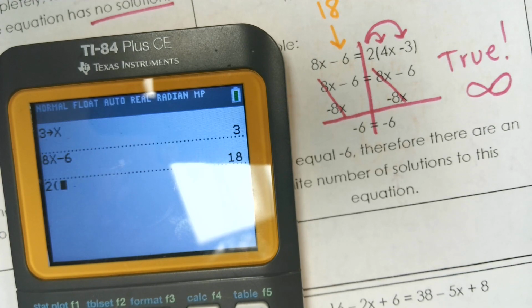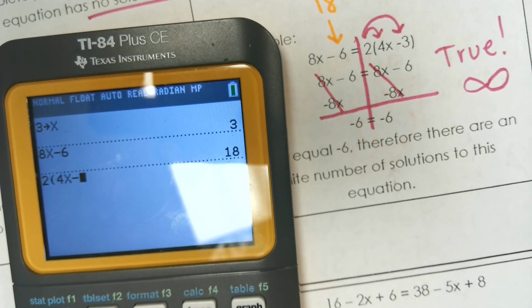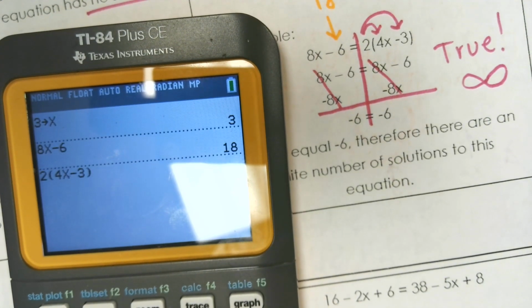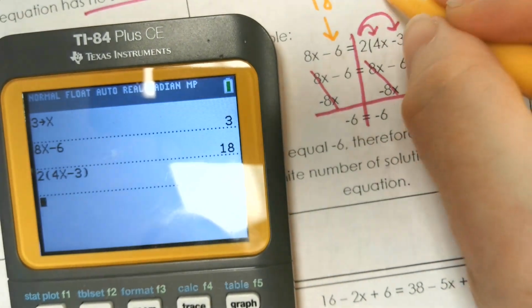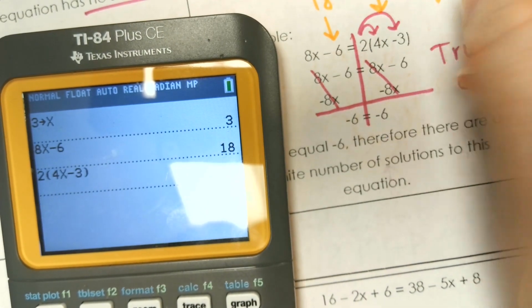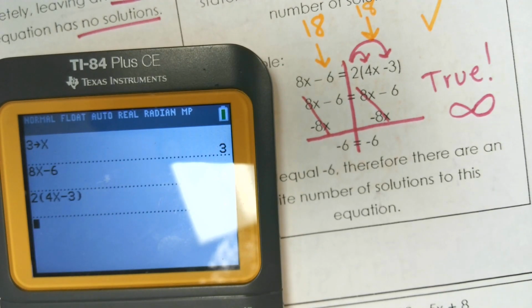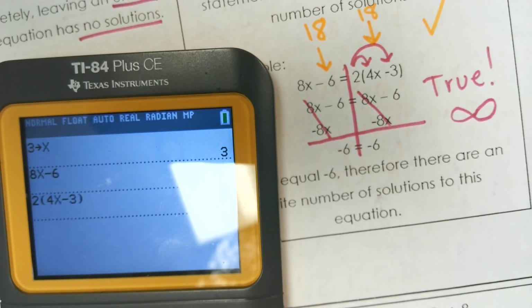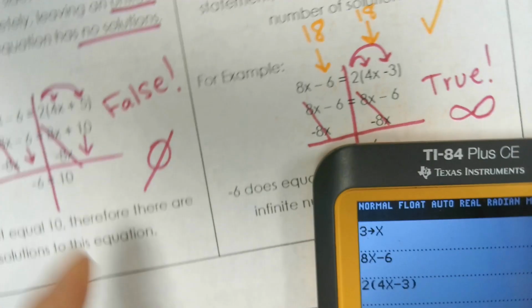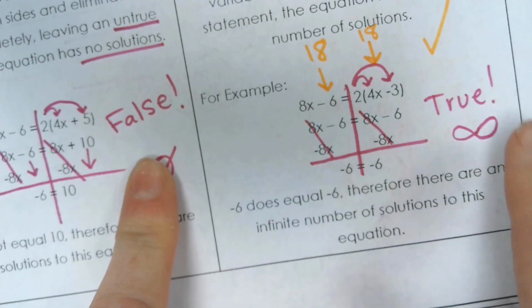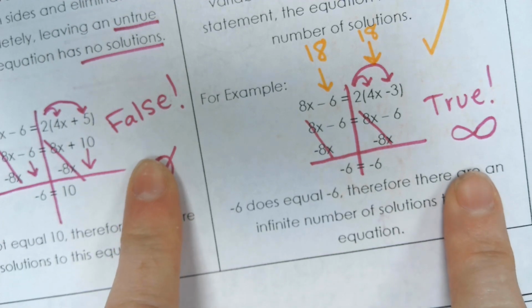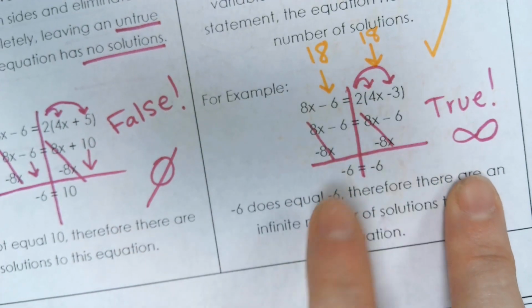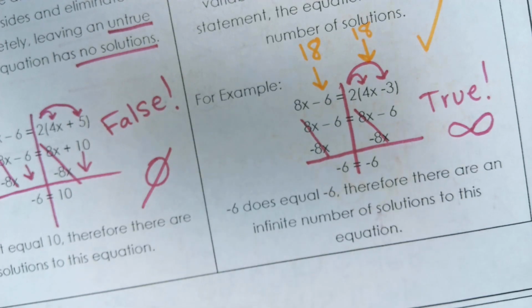Now put in the right side. 2 parentheses, 4x minus 3, close parentheses. So we have to do the left and the right side separately because we have x's on both. Enter. That is also 18. We just checked it. All right. So no solution is our false statement. Infinite solution is our true statement. And all we did here was check and make sure, just by plugging in any number.